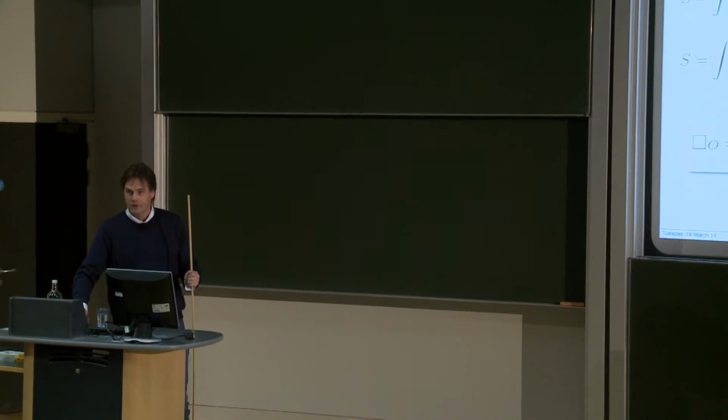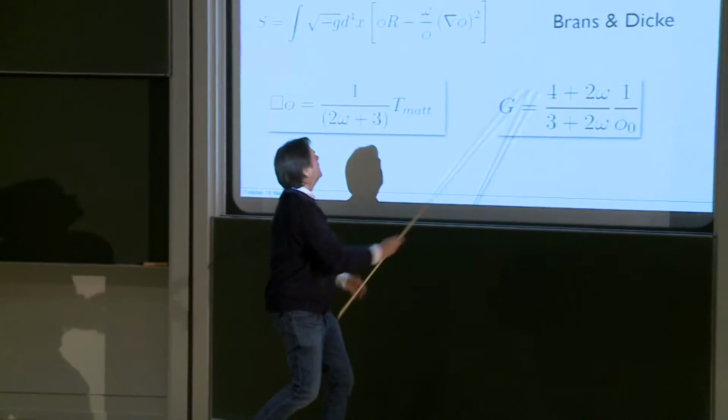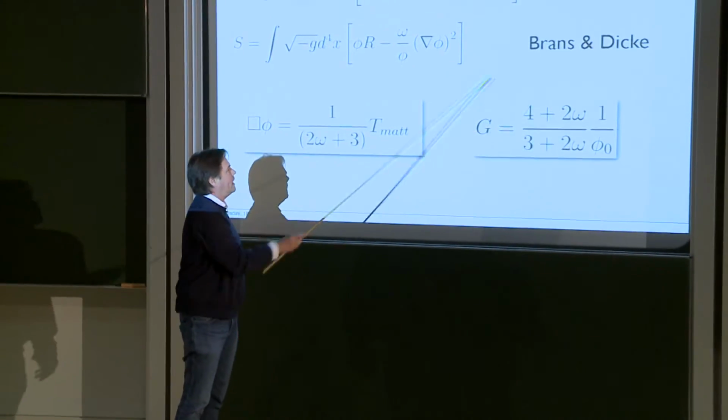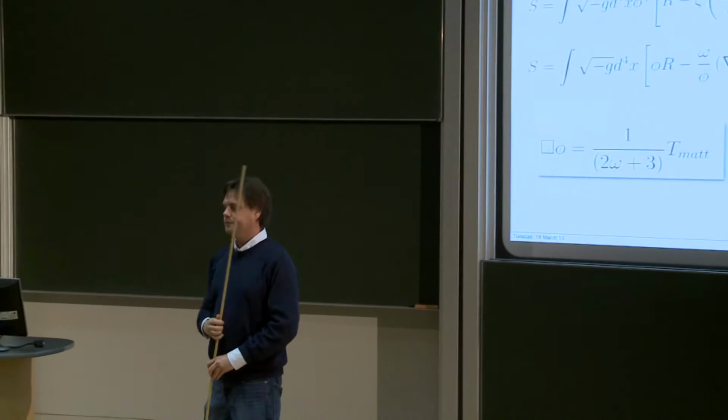Could you define... Phi naught will be the solution. You could imagine that this ends up in a minimum, and that it's that value of that constant.